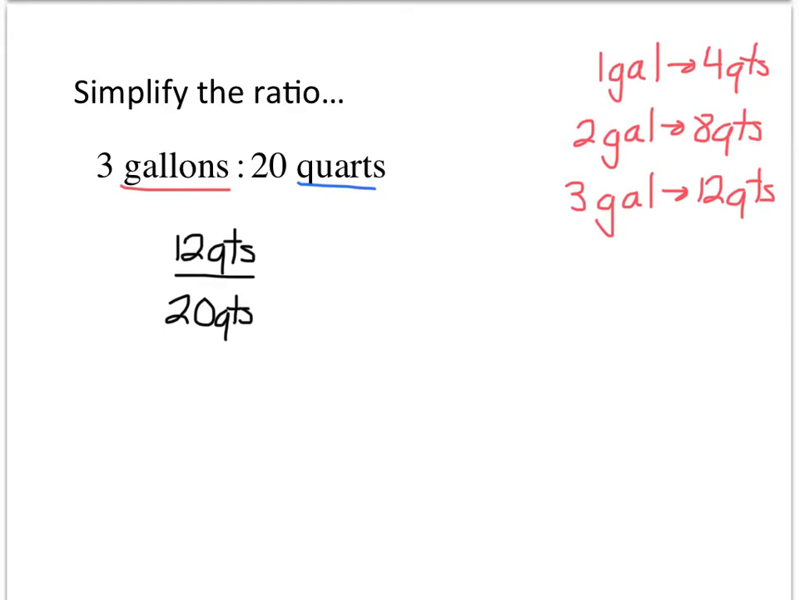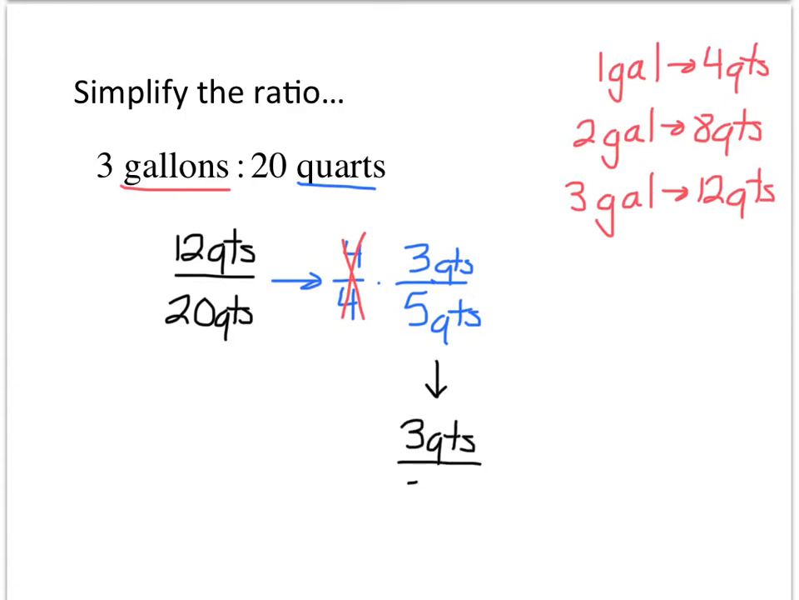Now I simply need to simplify. I notice that 12 and 20 are both divisible by 2, but they're also both divisible by 4. So I'm going to pull out a 4 over 4 times 3 over 5, and those are both in terms of quarts, so 3 quarts and 5 quarts. And since 4 over 4 is just equivalent to 1, we don't need to write the multiplication by 1. So my simplified answer is simply 3 quarts to 5 quarts. And I know that this is completely simplified because 3 and 5 do not share any more common divisors.